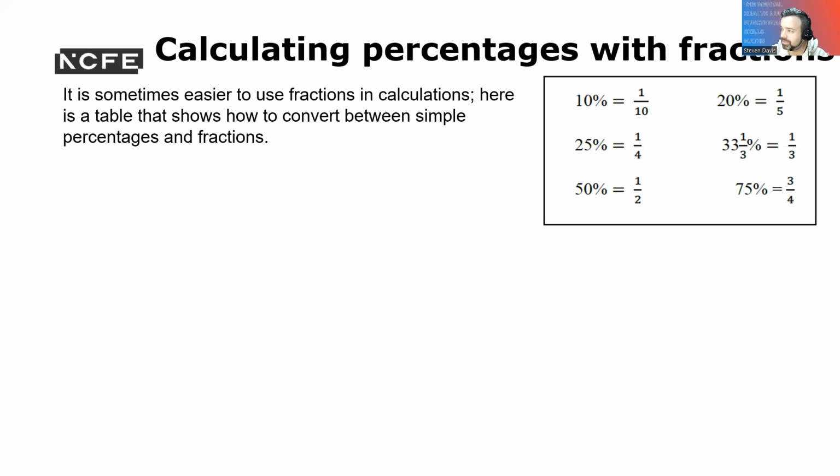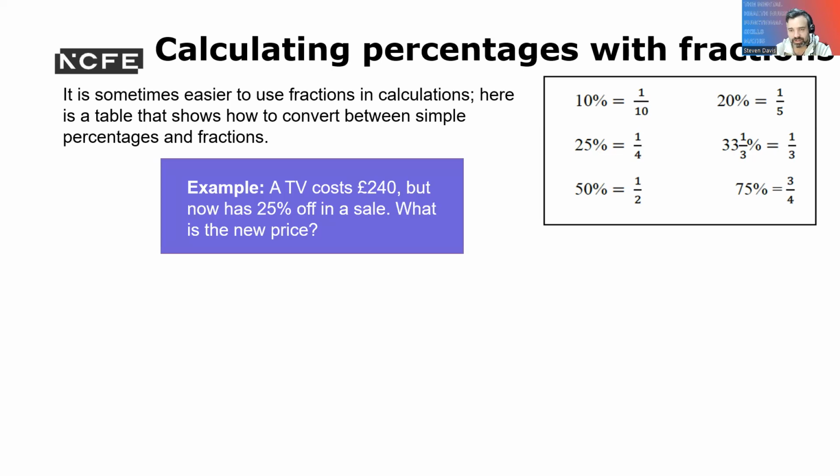Okay, so calculating percentages with fractions then. We've covered this already. It is sometimes easy to use fractions in calculations. Here is a table that shows how to convert between simple percentages and fractions. So 10% is 1/10, 25% is a quarter, 50% is a half, 20% is 1/5, 33 and a third percent is a third, and 75% is 3/4.